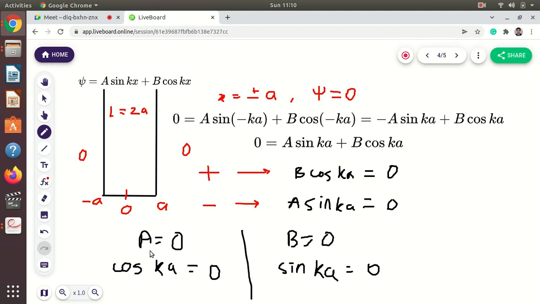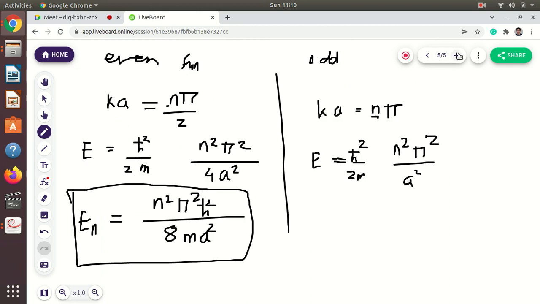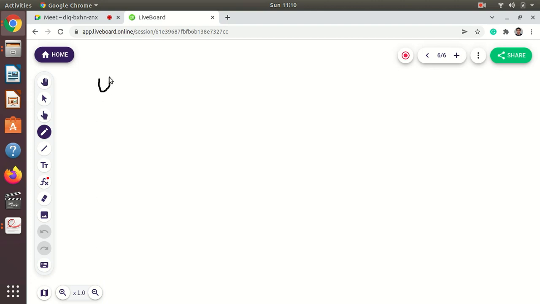So what will be the case? For the first case a was 0, so b cos kx will be the wave function, and the other part, a sin kx, is the wave function. So I will write the wave functions. So psi n is equal to, one condition is b cos kx. Now we are not writing ka because this is the general wave function inside the well. So the energy will be the same for these conditions.